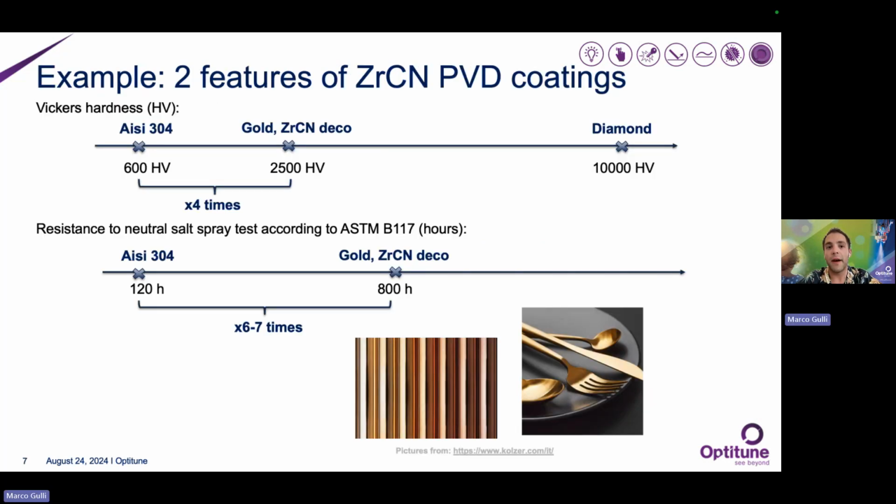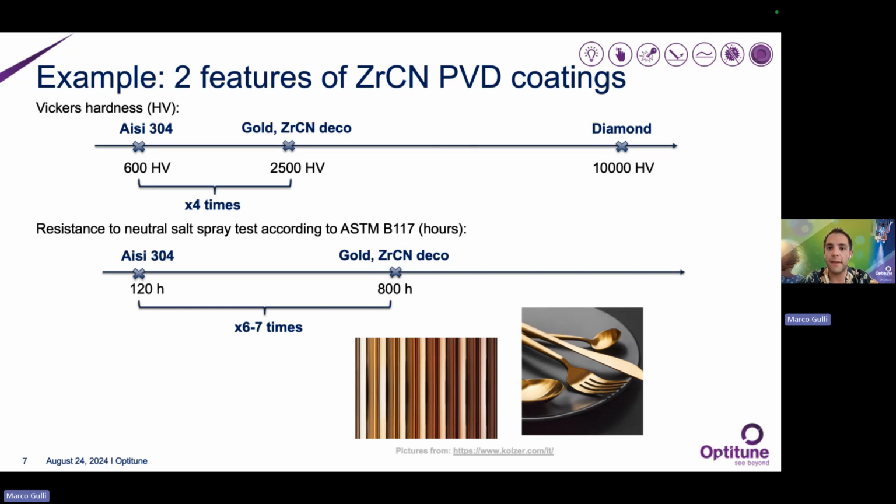Let's take into account now an example of PVD coatings, basically in the decorative field, made with zirconium, carbon, and nitrogen. This kind of mixture would allow us to obtain this range of colors here in the first picture. So colors which go from light gold to a bronze.